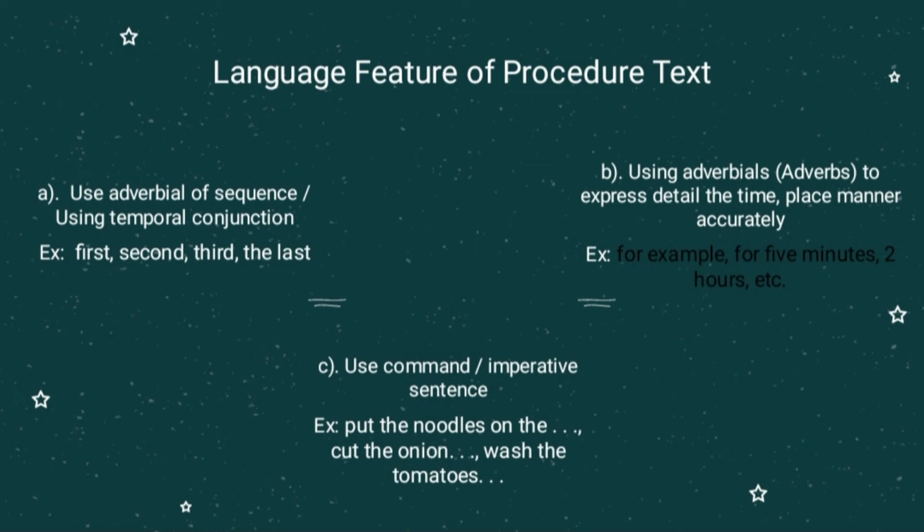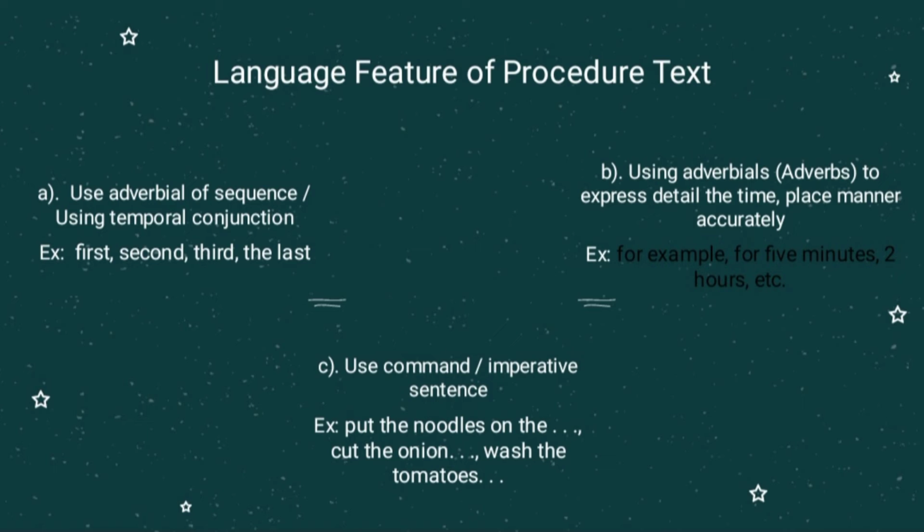Also generally, often use temporal conjunctions or numbering to show the sequence of stage correctly, especially if the procedure text is in written form. For example, first, add some water. Second, mix ingredients, and so on. Here, the simplest conclusion of language feature of a procedure text.